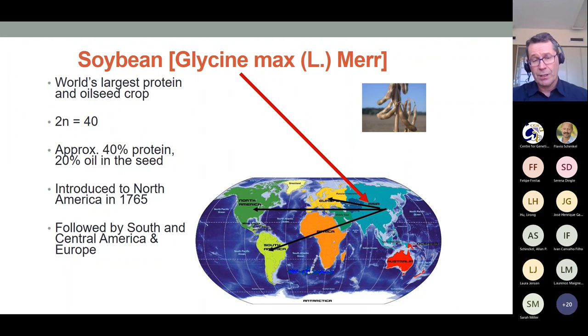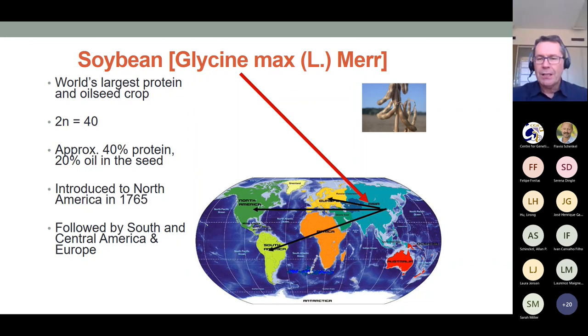On average, 40% of the seed volume is protein. About 20% of the seed is oil. It's used both as a source of edible oil and as a source of protein. Once the oil is extracted from the seed, or crushed from the seed, what's left over is the meal that is processed to animal feed. So there's at least the first connection between soybean and animal science. Animal feed is made from soybeans because of its rich protein composition.